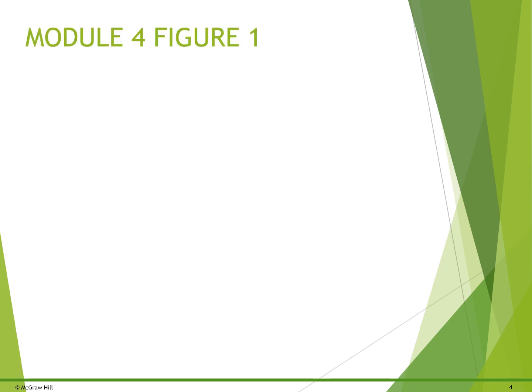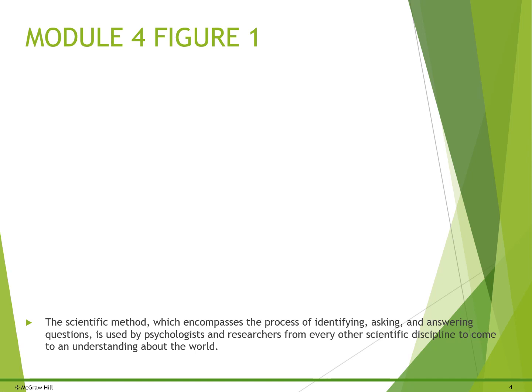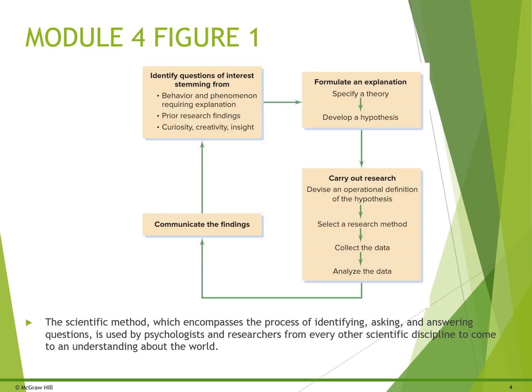All right, so this next one is taken right out of your textbook. This is actually on page 31 in your textbook, and it is figure 1, and it's showing us the scientific method that we had just talked about. It doesn't have exactly those letters, but it's showing you the flow chart that's involved.